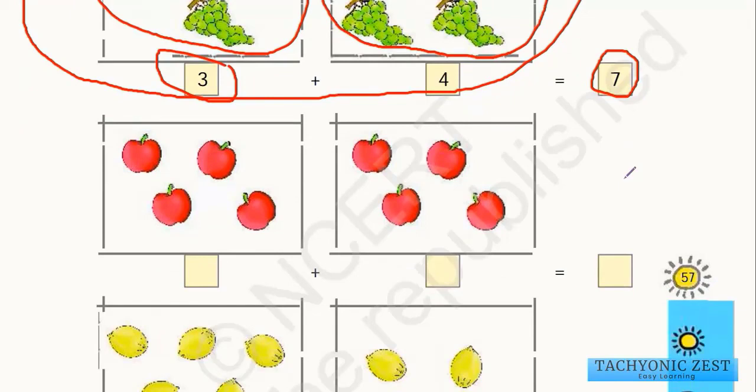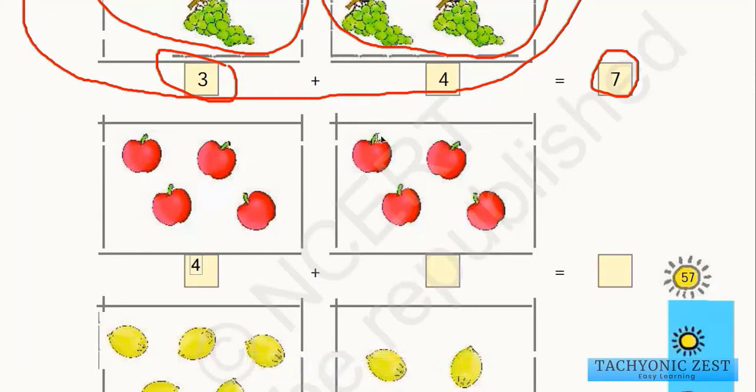Okay, let us try to solve this question. So here there are few apples and we are adding few more apples to them. So what is the total number of apples we get? So how many apples are there here initially? Let us count 1, 2, 3, 4. So at first we had 4 apples.